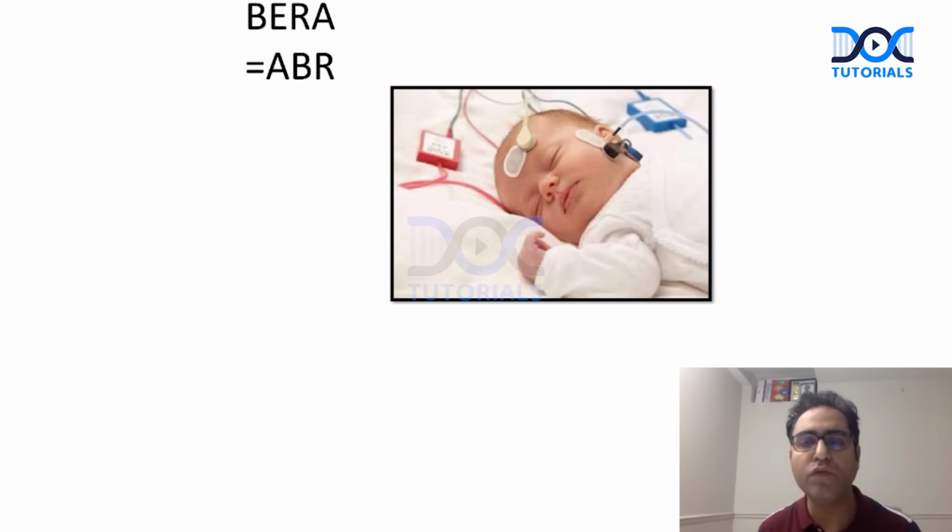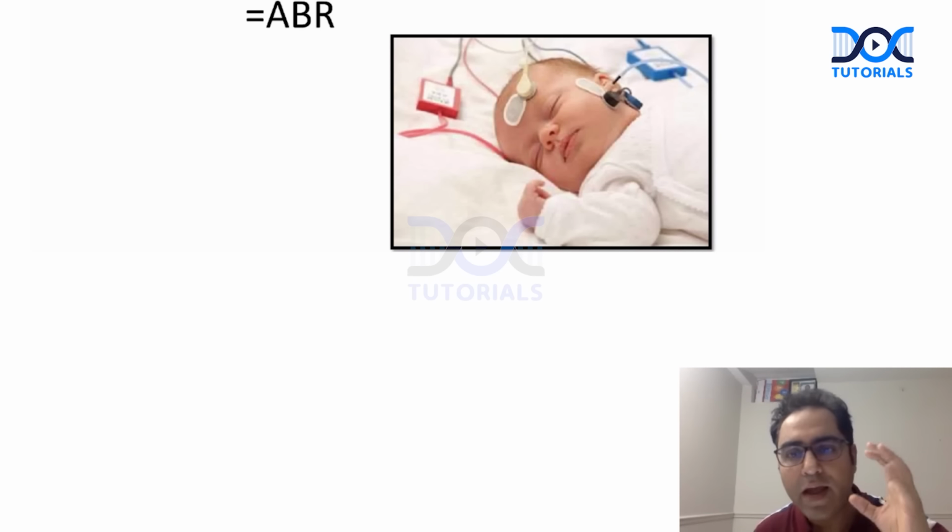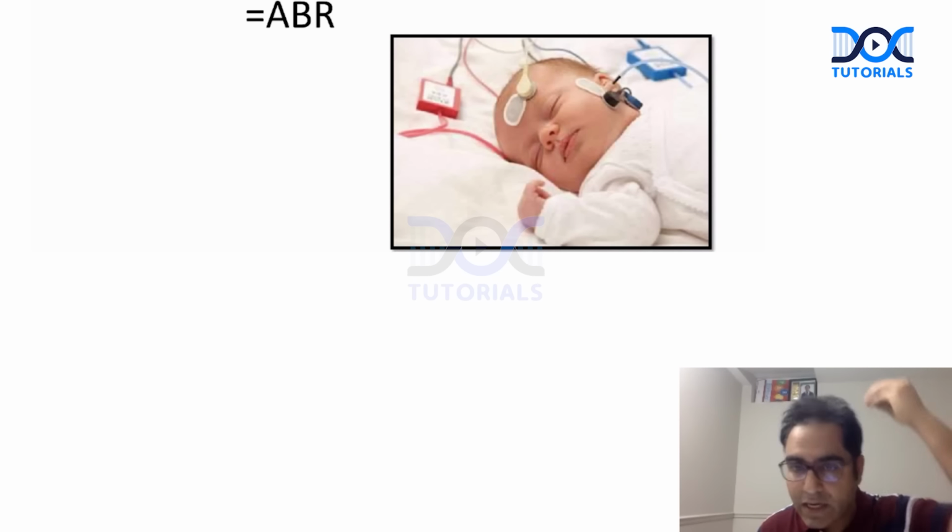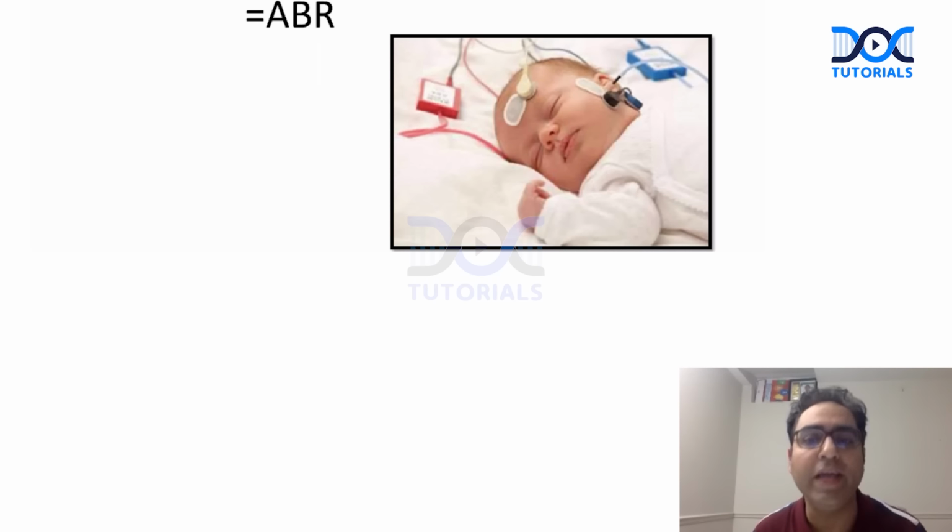So once again, what is the full form of BERA? Brainstem evoked response audiometry. It's also called ABR, auditory brainstem responses. Very simple test, beta. We give sound to the ear and we record the electrical activity from the brain. That's all. Basically, it's EEG, evoked EEG only.